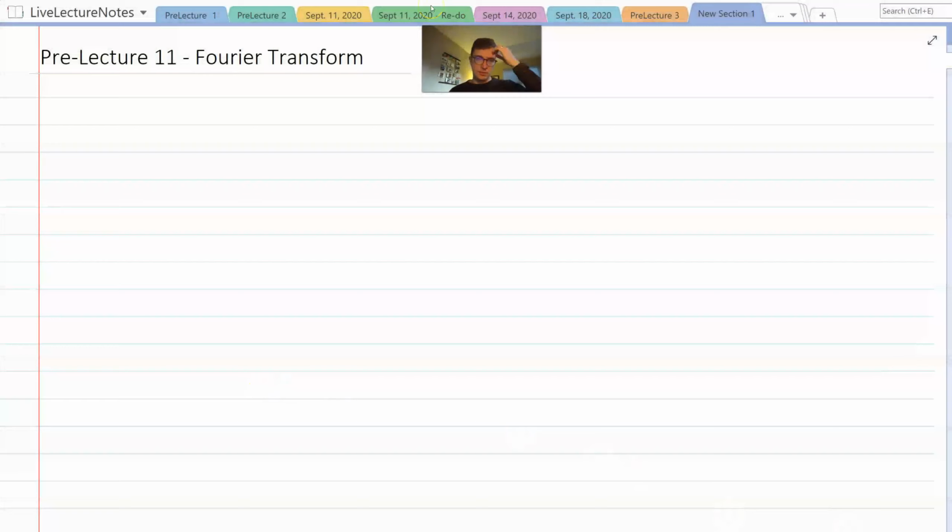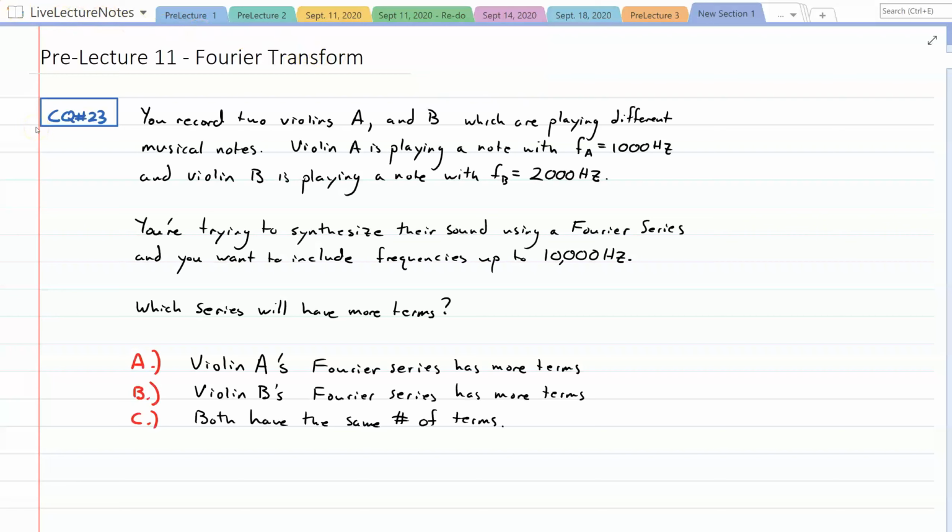I'm going to start with a simple conceptual question to illustrate the main idea here. Let's go back to our discussions of waves on strings. Let's say you've got two violins, A and B, which are playing a musical note. One of them is playing a note with a frequency of 1000 hertz, and the second is playing a note with a frequency of 2000 hertz. Remember, that's the fundamental frequency of those notes.